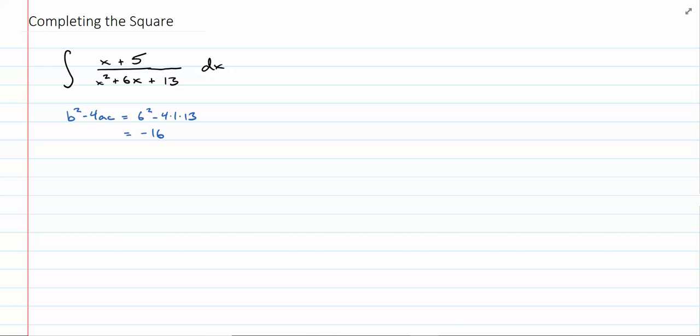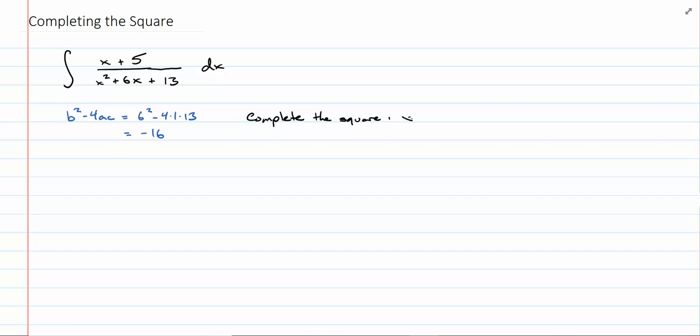So under the square root would be a negative number. The square root of a negative number is not real. So that means that this quadratic has no real roots and therefore no factors. So you can't factor it. And so this is already as simple as it gets as far as partial fractions is concerned. So if you can't factor a quadratic, the next best thing is to complete the square.